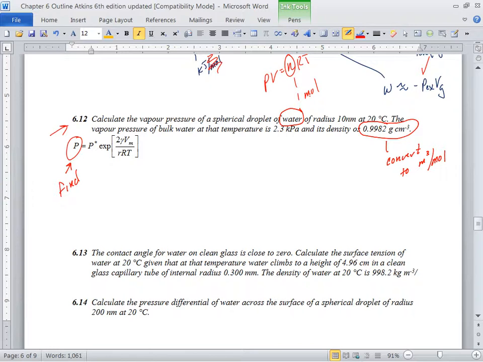Shelby, what are you going to plug in for R? We got V. Oh, little r. You're not going to plug in 10 nanometers. You have to plug in 10 times 10 to the negative 9, because nano is negative 9. And that's about it, right? R and T, good deal. T in Kelvin.